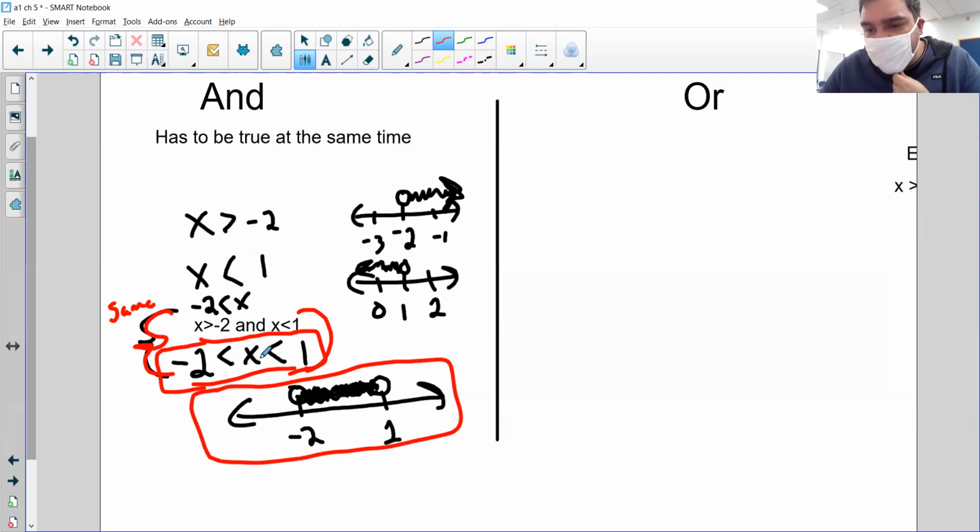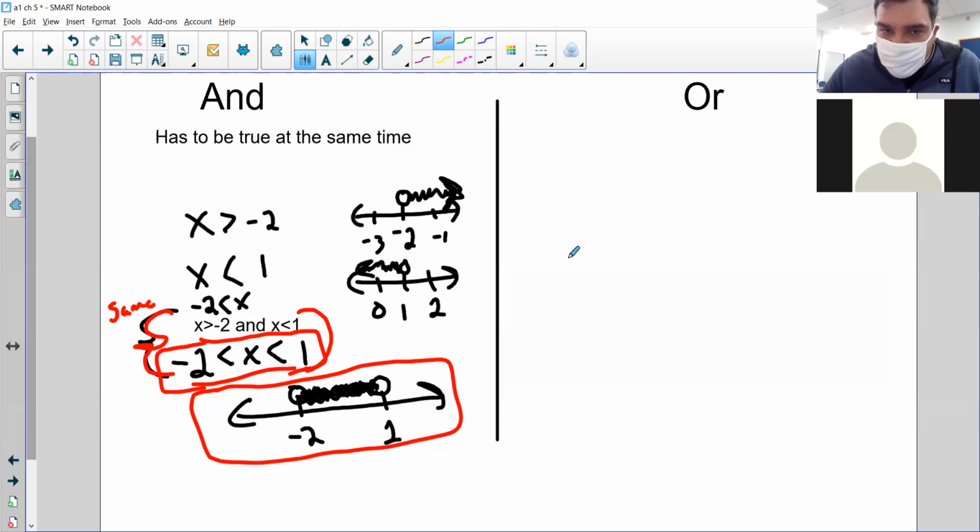Daniel, I saw your name. Go ahead. Yeah. So the greater and less than sign don't really matter for the and. Like it could be either way. It does, because there's a situation that I'm going to show after this where it could be all reals or no solution. We'll see that soon.